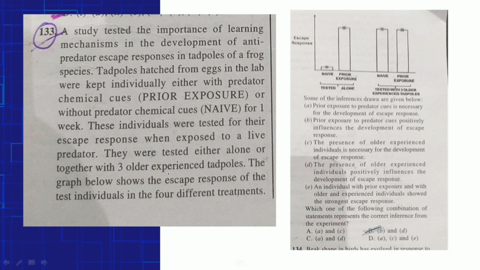So what is given to us is, this is not a classical experiment. In this question, a hypothetical scenario is created. Question says that a test was done in which the importance of the learning mechanism was tested. This is the first information that we have got. After this, the importance of the learning mechanism is being tested in the development of the anti-predator escape.